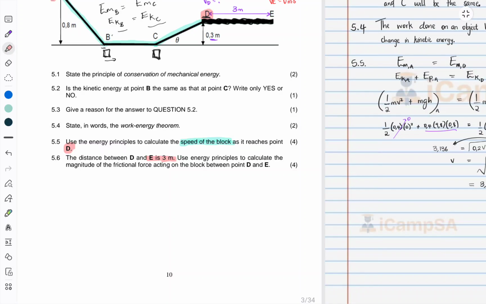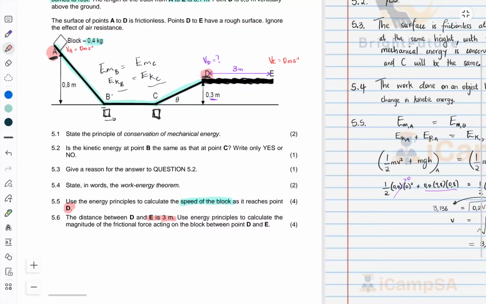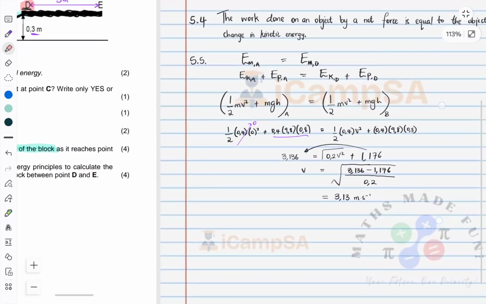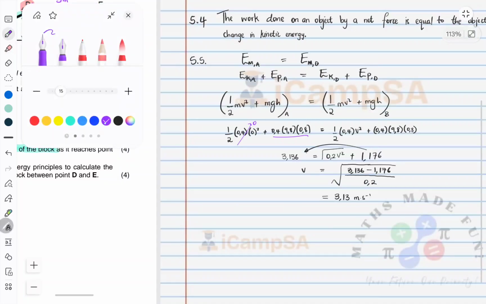So you cannot use the conservation of mechanical energy. First of all, the path won't allow you to use that because there's friction in that path, so energy won't really be conserved.